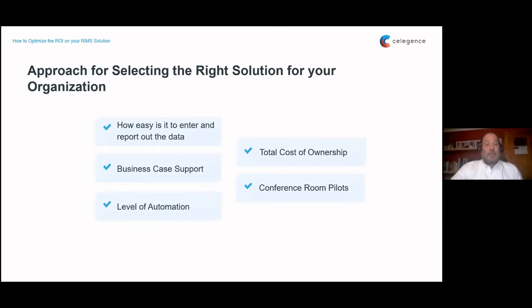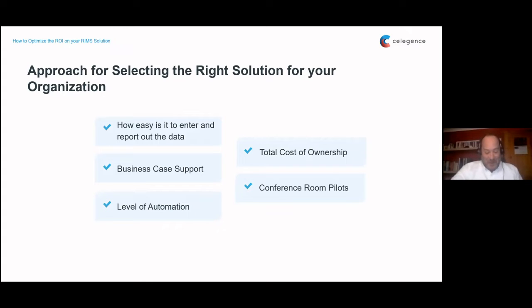So let's have a look at taking the right approach for selecting a solution. How easy is it to get data into the system, and how easy is it to report out that data? It's very easy to get caught up in flashy presentations from vendors, but it's very important the system is as user-friendly as possible.